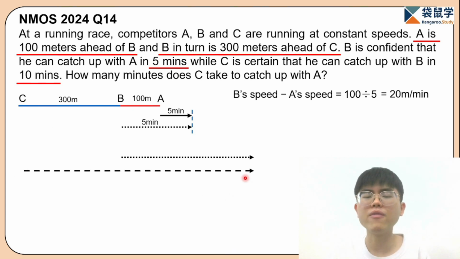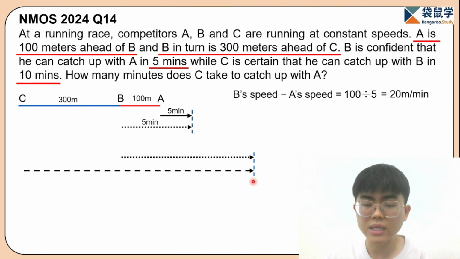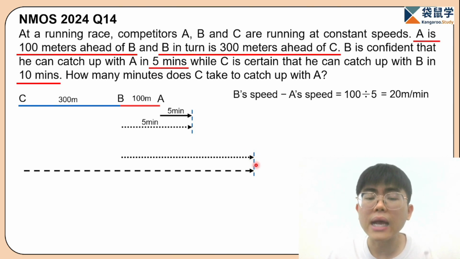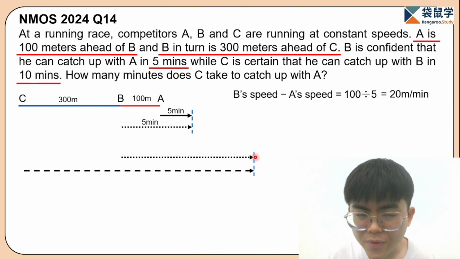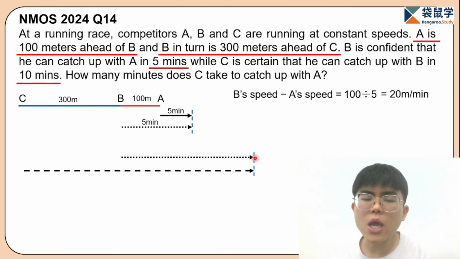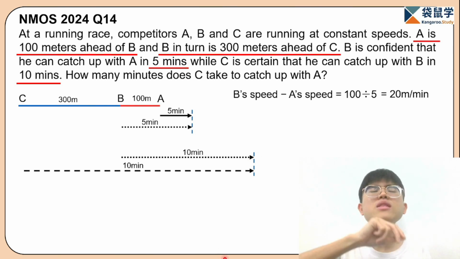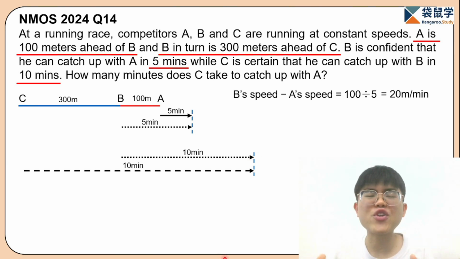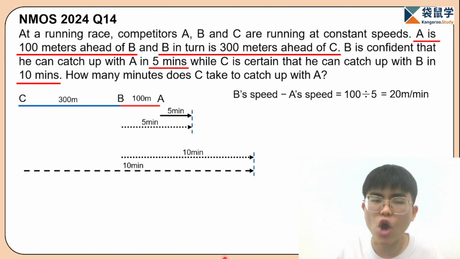And now both of them will travel and then they'll meet at this point. This is where C will catch up with B. Alright everyone, we say that they will need 10 minutes. Now in these 10 minutes, how many more meters will C travel as compared to B?